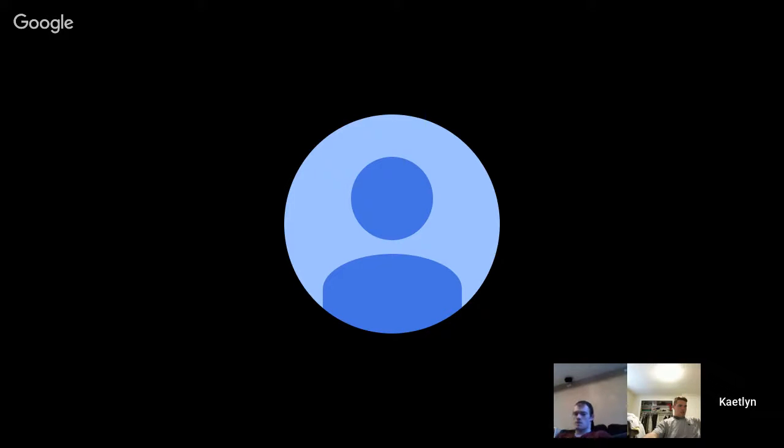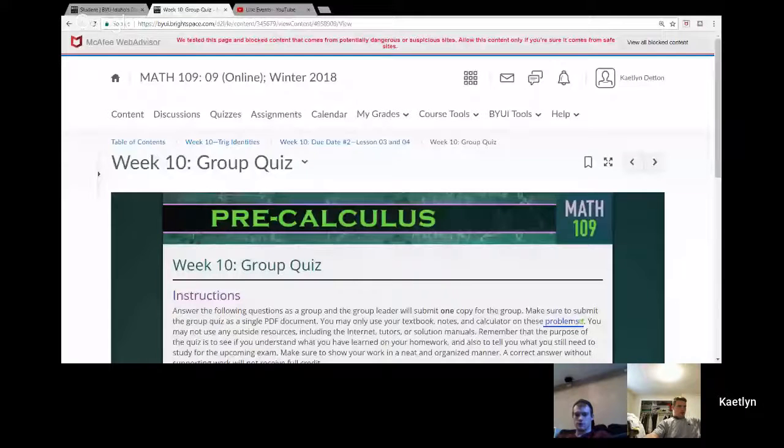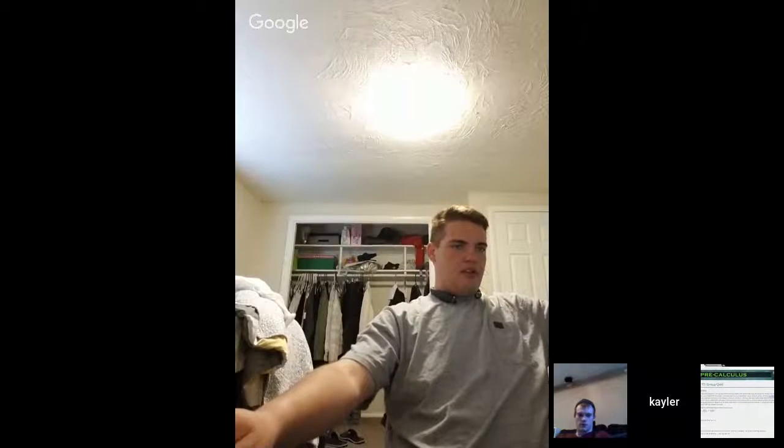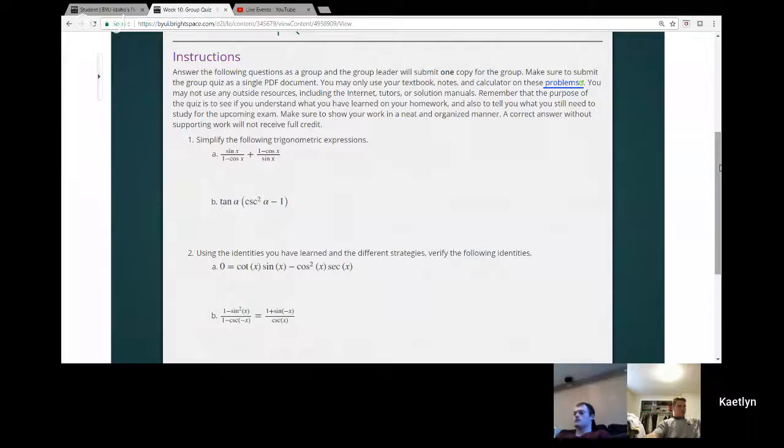Okay, let me go back to the quiz. Now we have tangent alpha, cosecant squared minus 1. So I'd say the first step would be to break down secant or cosecant. Yep.